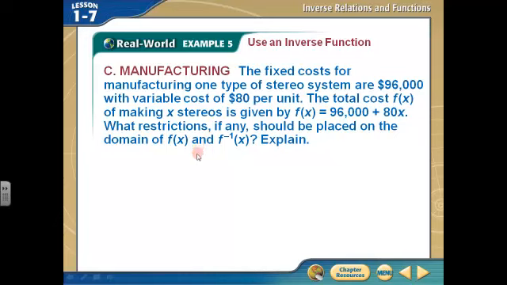Furthermore, the cost has to be in multiples of 80, because the cost can't be simply $96,001. It has to be $96,080 or $96,160, and that would be 2 units created, and so on and so forth. So we would have to make sure that we explain those domain restrictions simply by thinking this through using logic in real life.